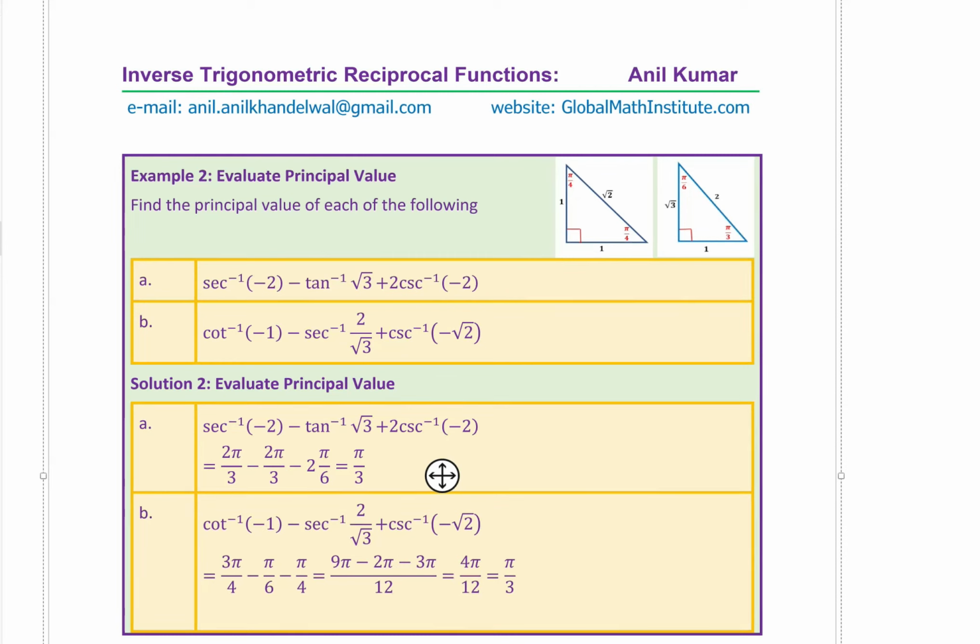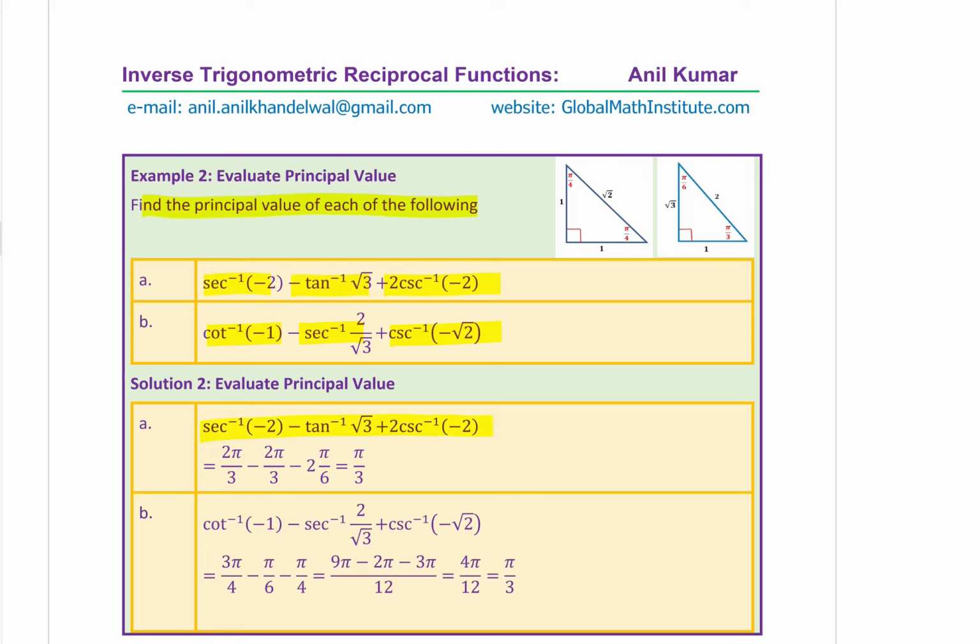Now let's try to evaluate some trigonometric functions involving inverse of these reciprocal functions. Find the principal value of each of the following. The first one here is secant inverse minus 2 minus tan inverse square root 3 plus 2 times cosecant inverse minus 2. Part B is we have to find the principal value of cot inverse minus 1, secant inverse 2 over square root 3 and cosecant inverse minus square root 2. You can always pause the video, answer this question and then look into the suggestions. So let's write down one by one.